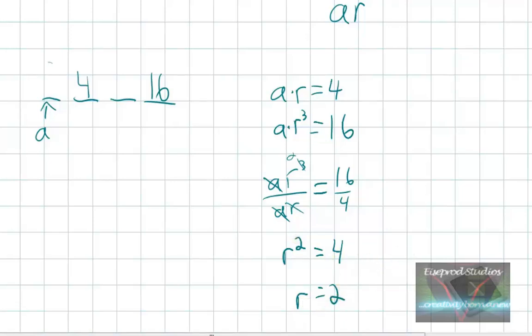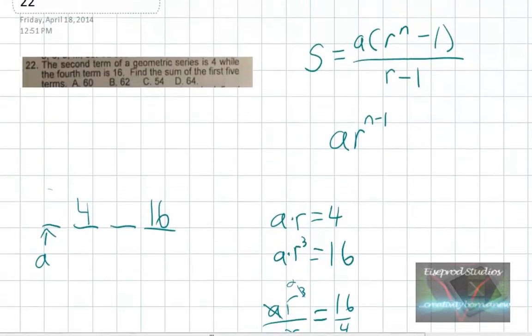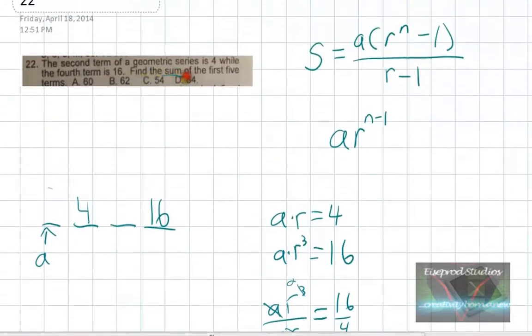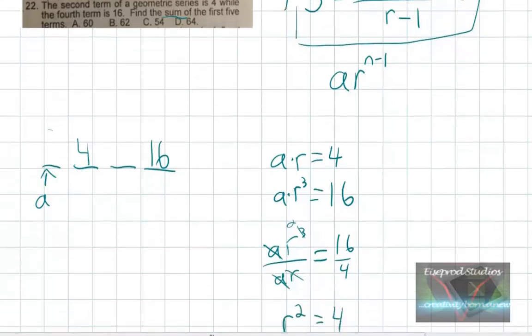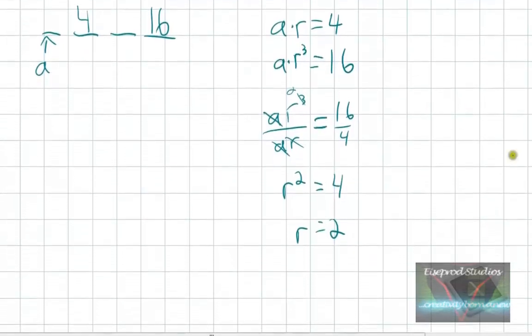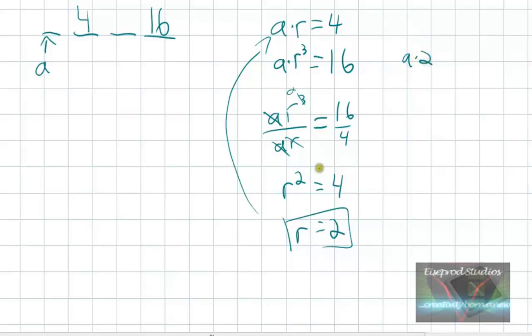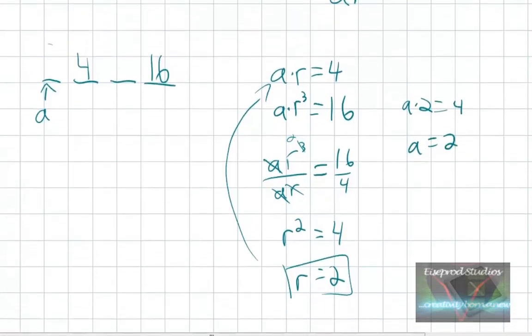But we still don't know the first term, which is necessary if we want to find the sum of the first 5 terms. The sum is given to us by using this equation, which, as you'll see, requires us to know what a is. So going back, we can plug into one of these equations to figure out what a is. So a times 2, we'll put that in for r, is equal to 4, which means that a is equal to 2. So now we know what our first term is.